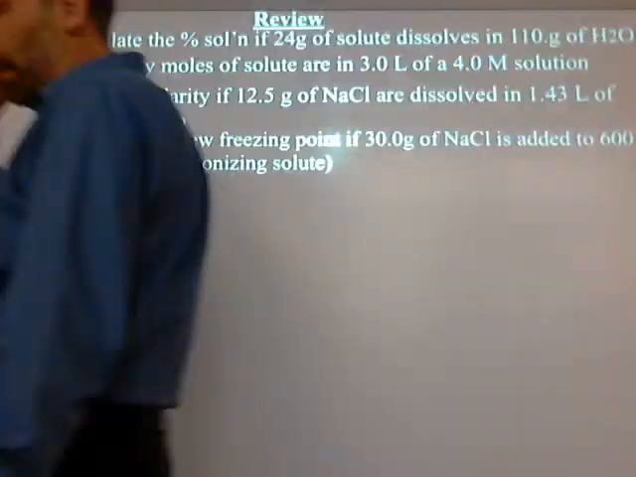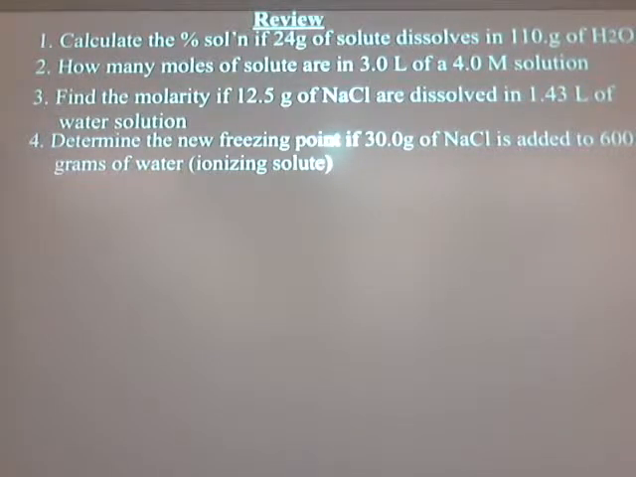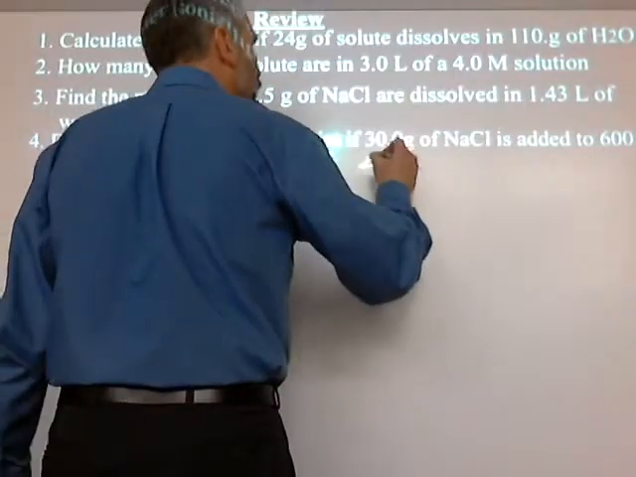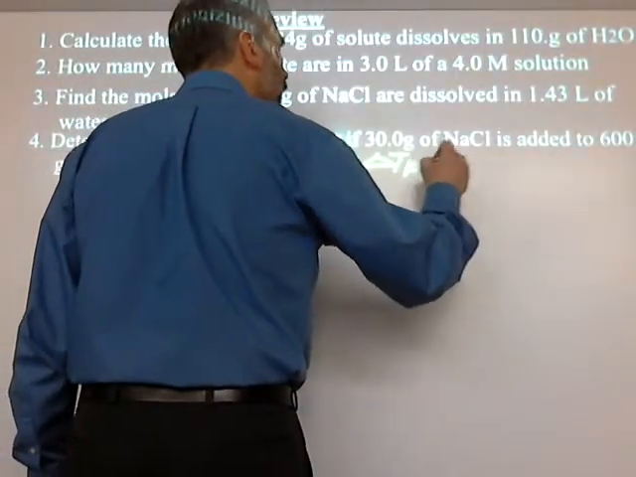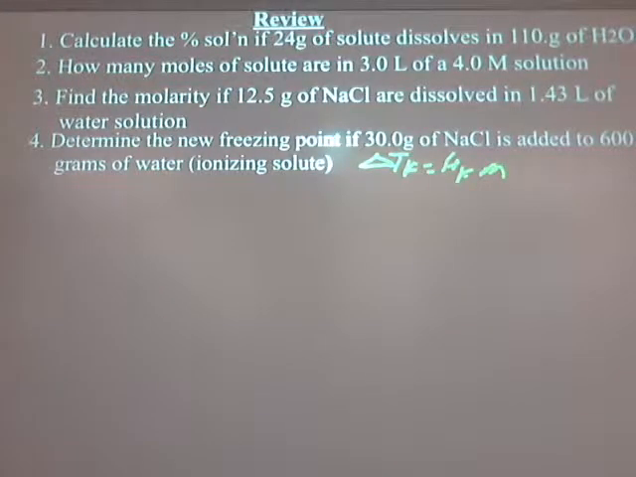All right, let's do this problem. You'll be doing another problem similar to this in a few minutes. Determine a new freezing point if I got 30 grams of salt added to 600 grams of water. And it's an ionizing solute. So I'm going to eventually have to use this equation, delta TF equals KF times m. But there's a problem with that. I don't have m. I have KF.